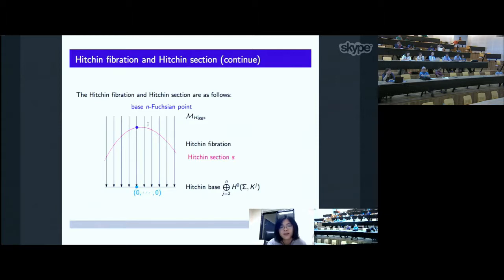And the picture for the Hitchin fibration and Hitchin section is as follows. So this at least can give you the feeling that the Hitchin section really intersects each Hitchin fiber once. Of course, it's a section, but we actually want to say why it is special.